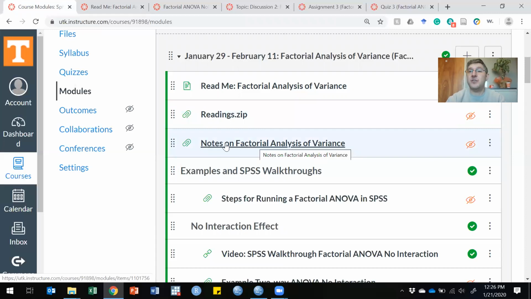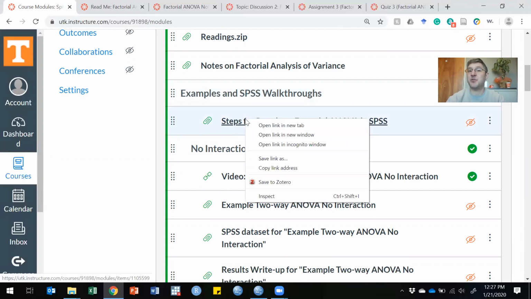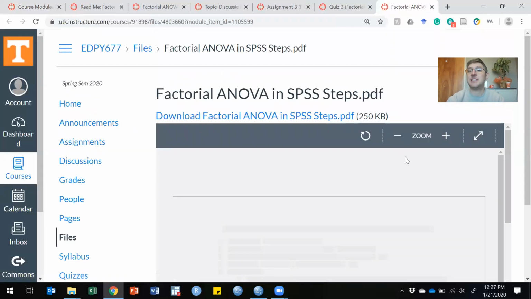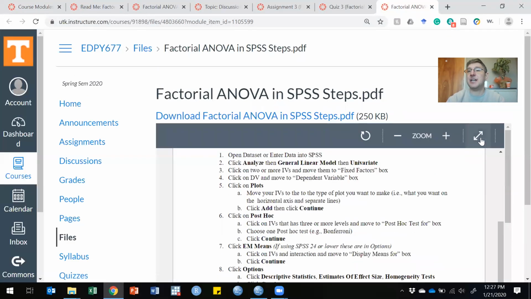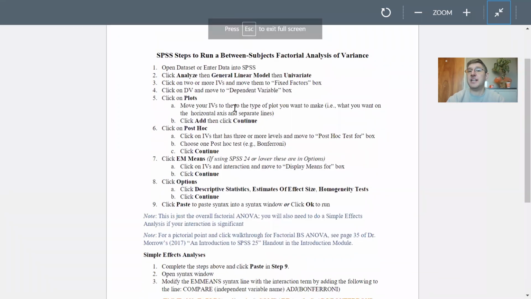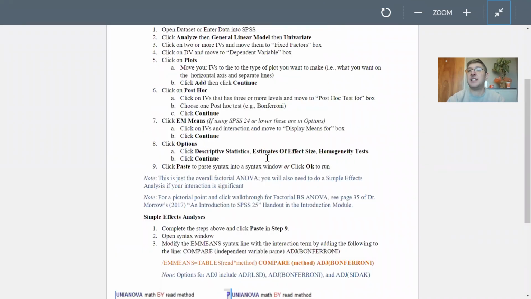Here are my notes on factorial analysis of variance. We'll come back to this for the lecture part and follow along with this. Below here are examples and SPSS walkthroughs. Here's a link to a document with steps for running a factorial analysis of variance in SPSS. If you click on it, it has a step-by-step guide of how you'd run a factorial analysis of variance in SPSS, and if you have a significant interaction effect, how you do the simple main effects analysis.